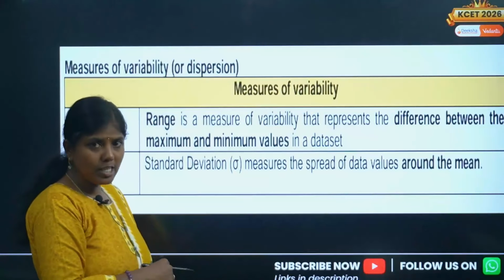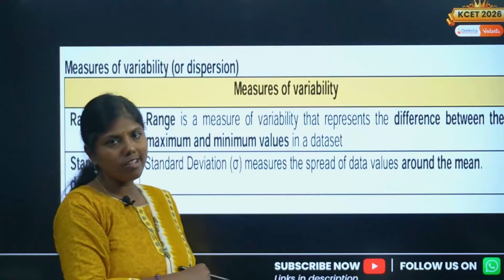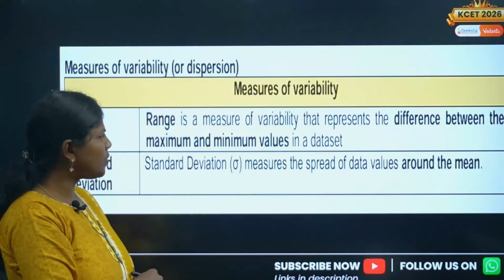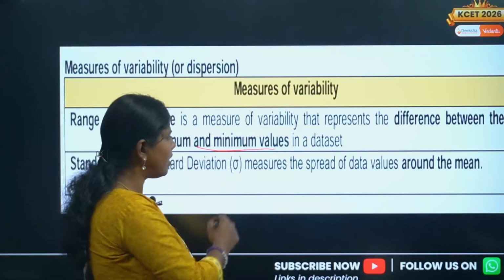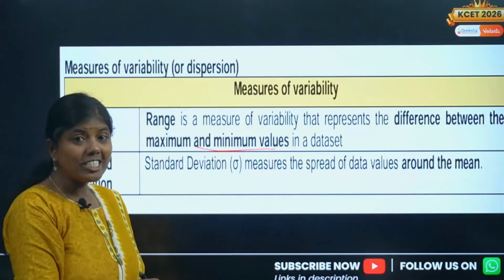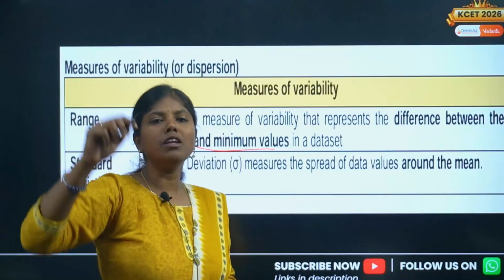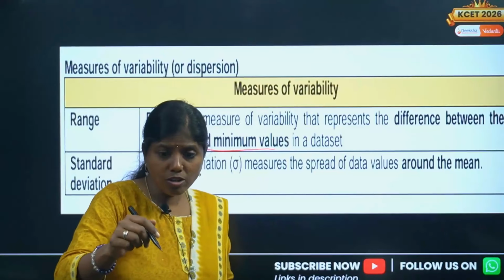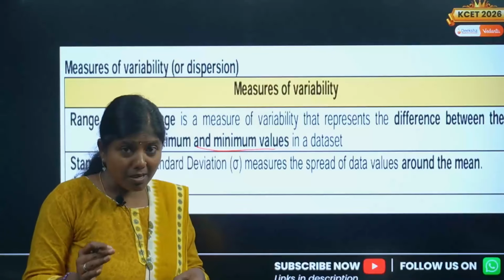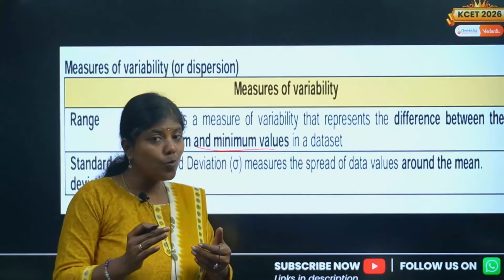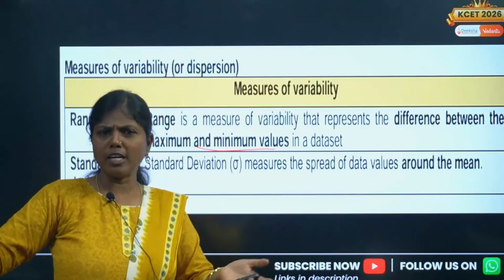The degree of diversity in the data set is the measure of variability. So measure of variability is basically done using two methods: the range and the standard deviation. Range is very simple: the difference between the maximum value and the minimum value in the data set. And standard deviation is how each value differs from the mean value. I'm telling you, measure of variability gives you how the values are spread around the mean.